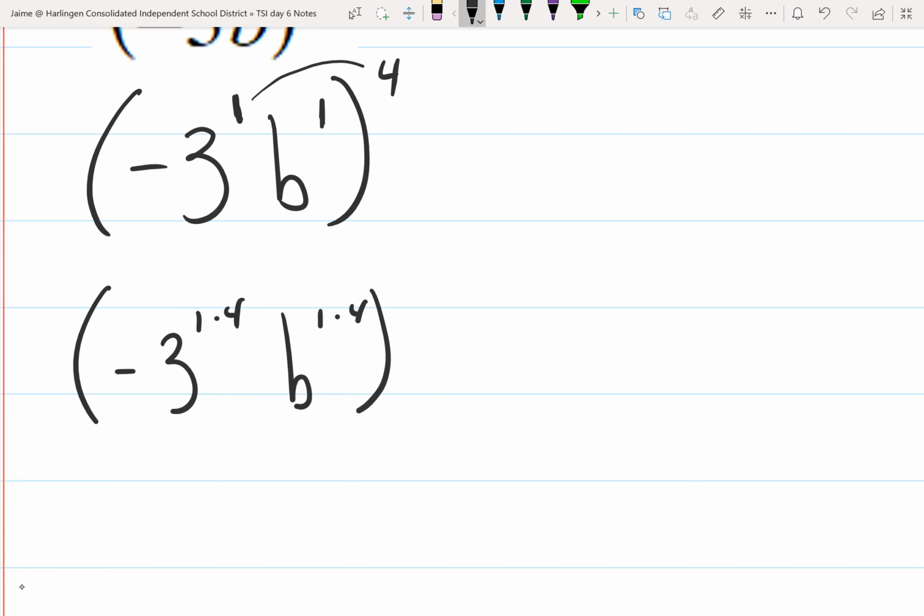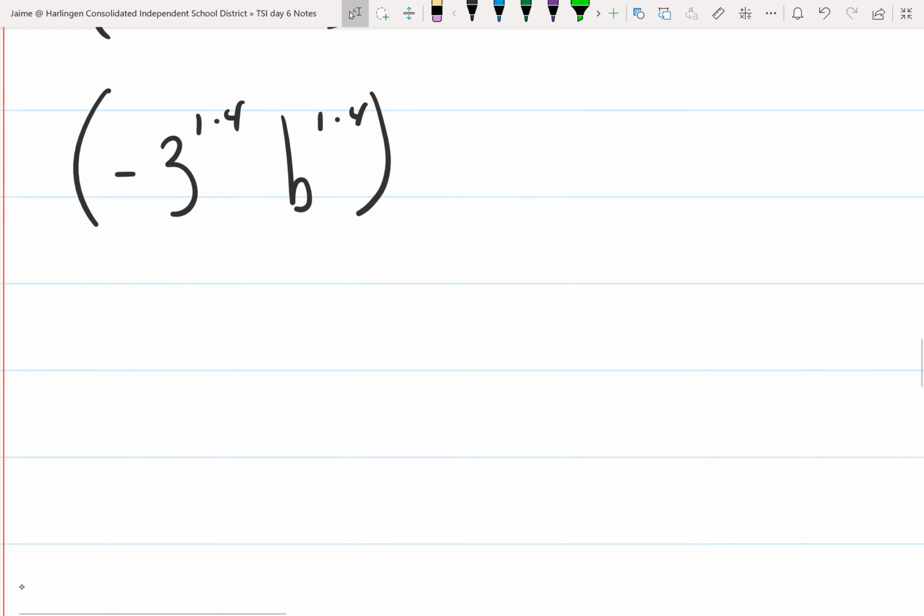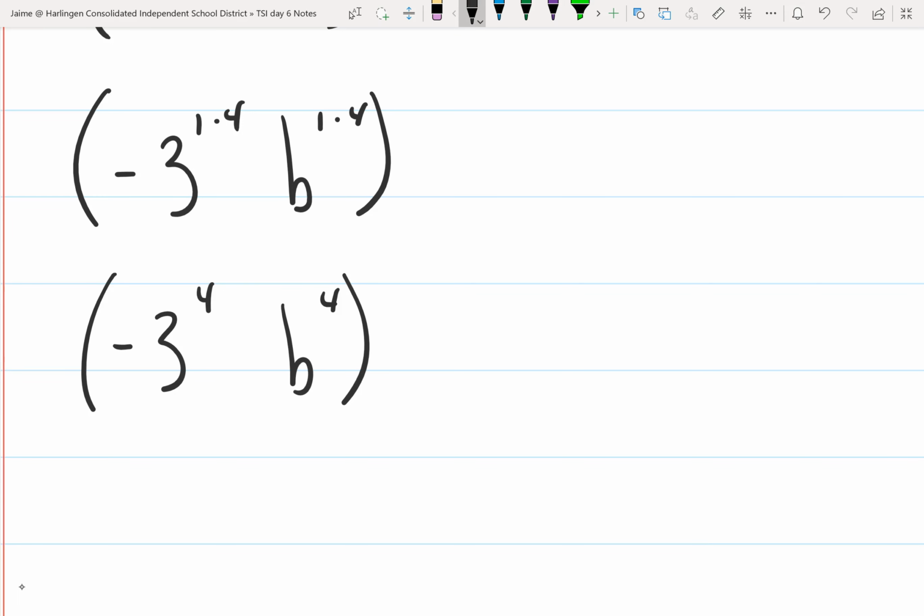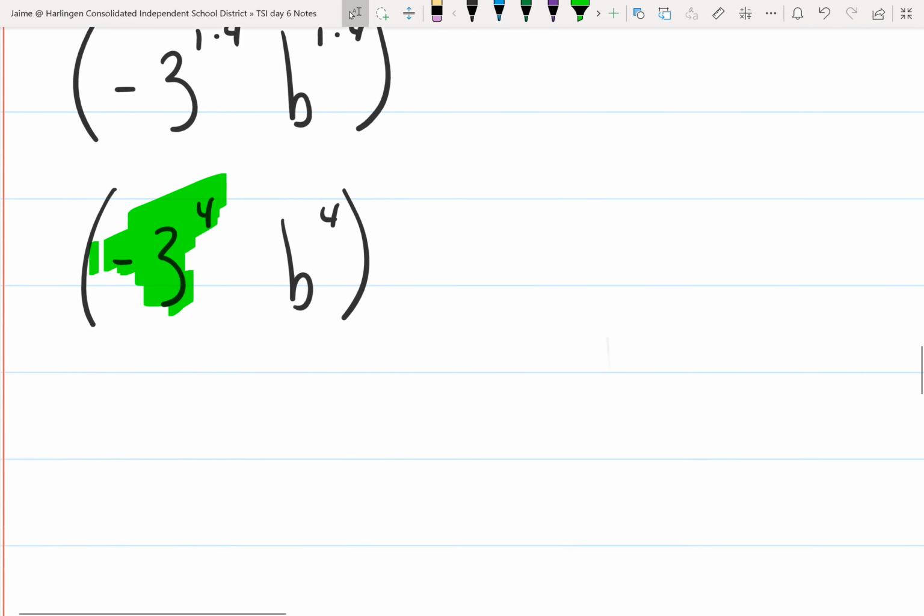So you put this number times that number, and that number times that number. Okay? Now, this is where it's going to get a little weird. So then this right here is negative 3 to the 4th power. And this would be b to the 1 times 4, 4th power. This is the kind of weird one. How do we fix that? What does it mean?